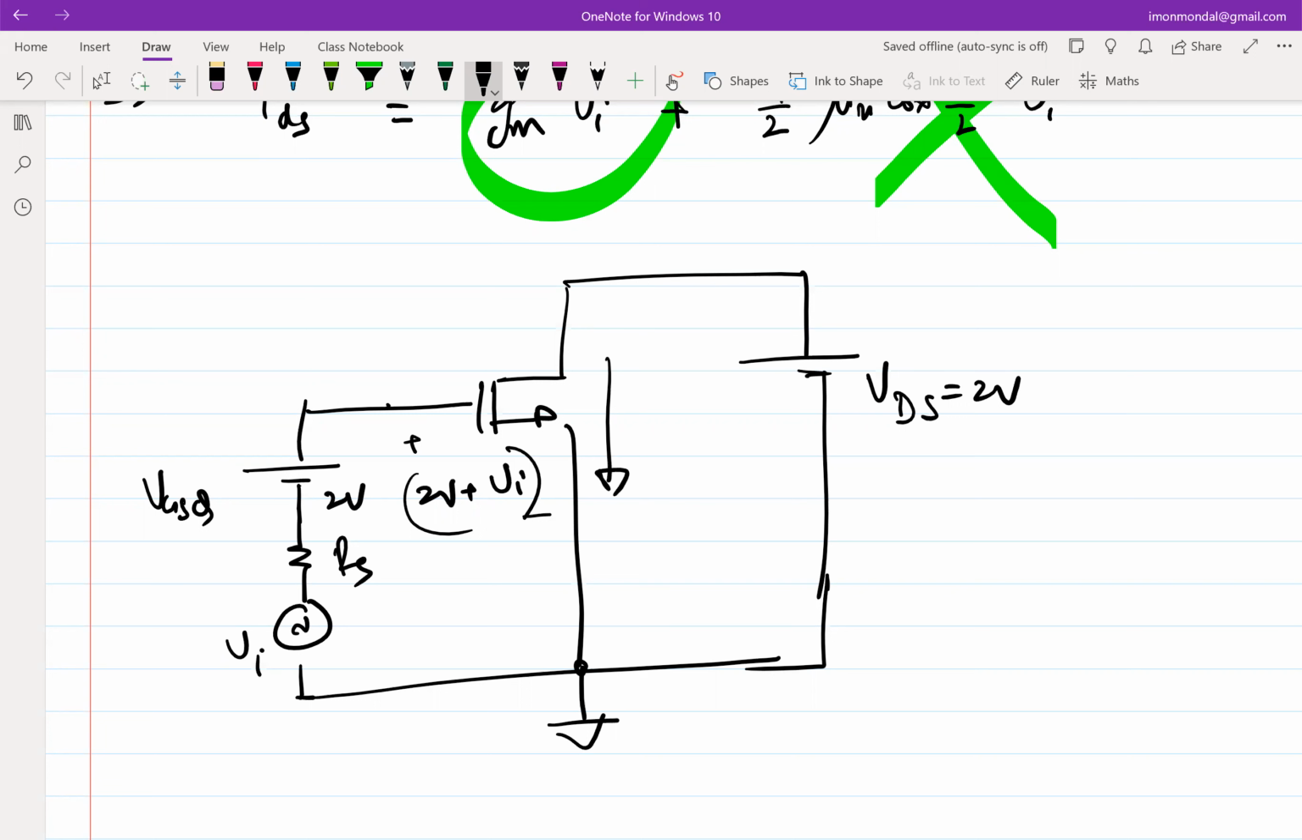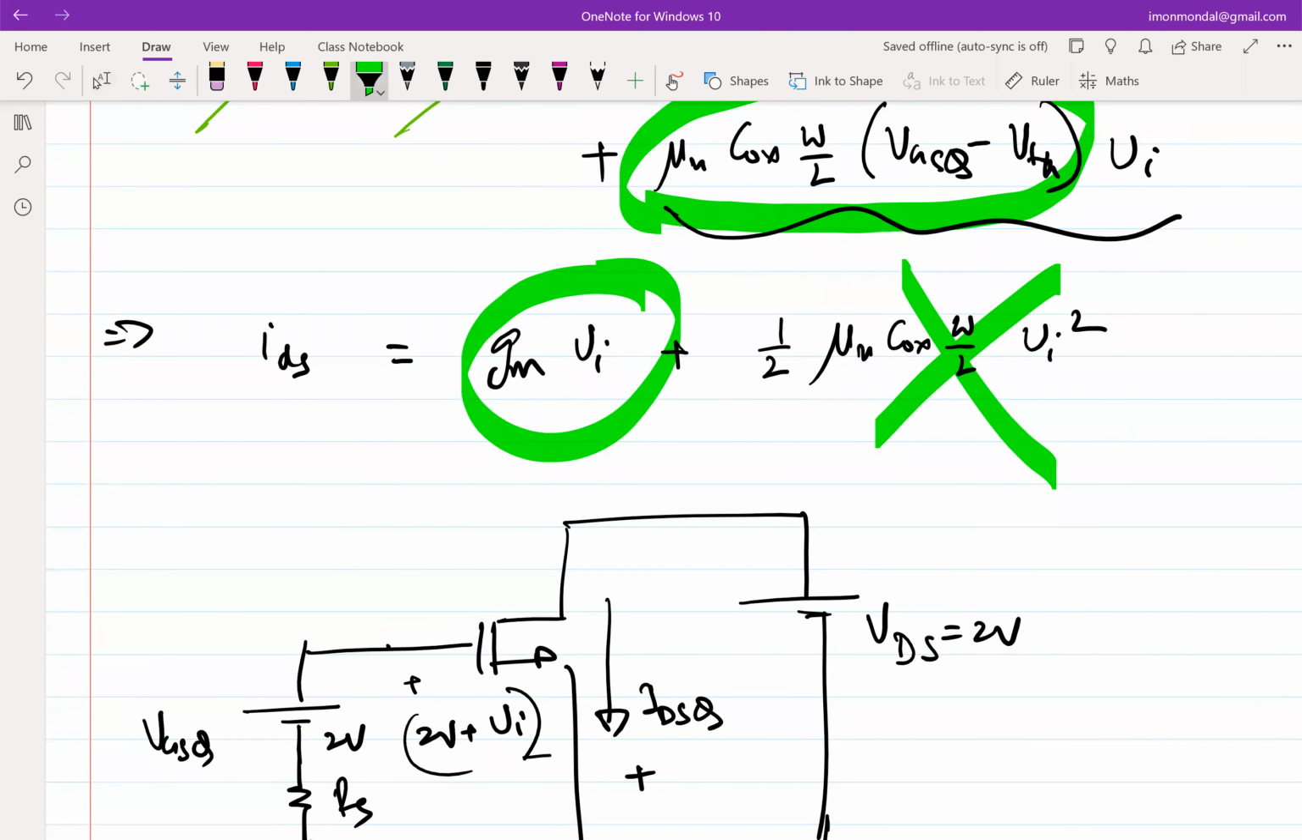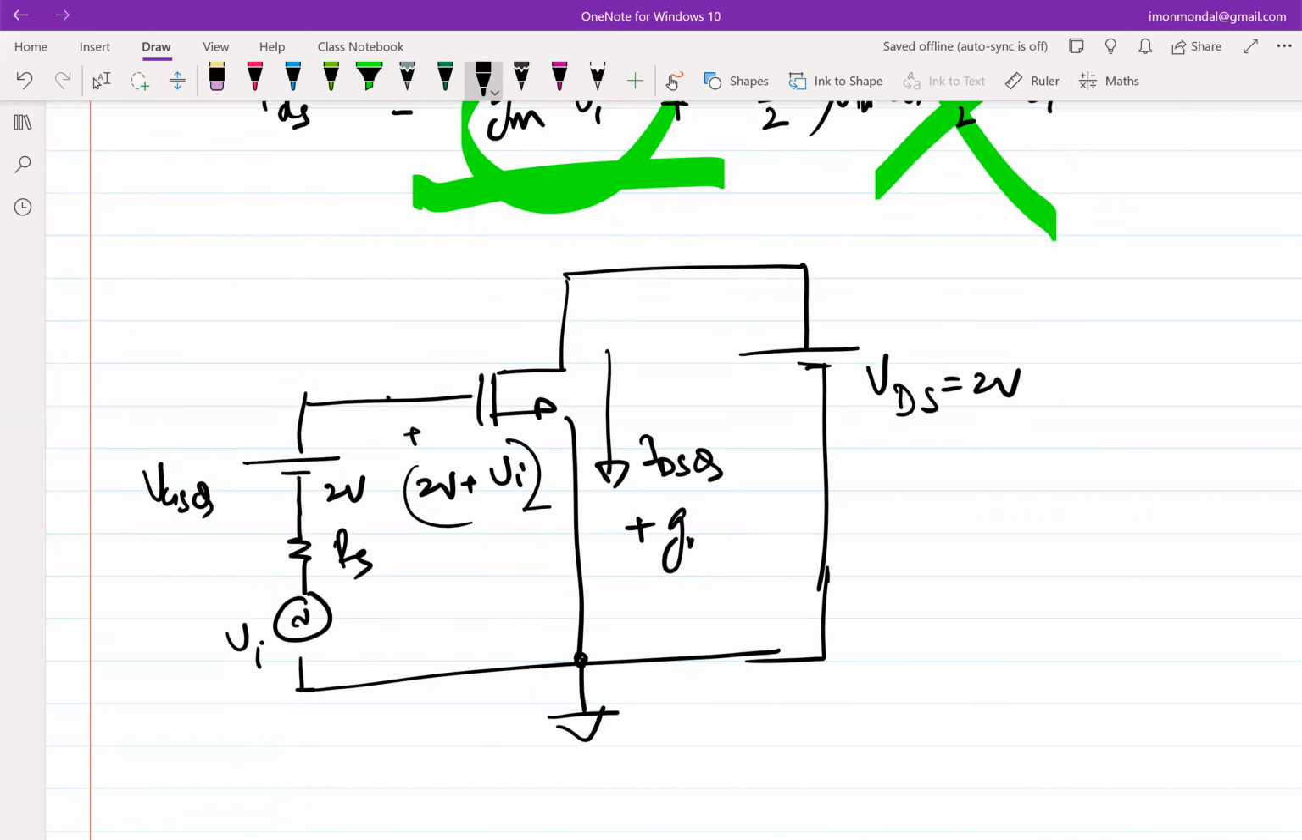Make sense? So if I have this, what will be the total current flowing through the MOSFET? Total current is quiescent plus incremental, right? What was the quiescent current? It was some IDSQ plus incremental. What is the incremental current? GM times Vi, right? The incremental current is GM times Vi. So this is the total incremental current. But where is this total incremental current going into? It's going into a voltage source, which means I don't have any incremental output voltage. Output is again clamped.